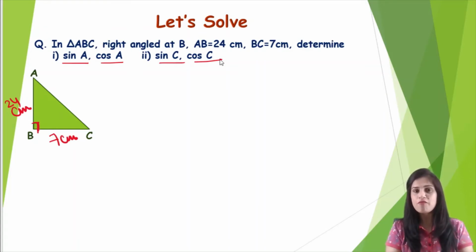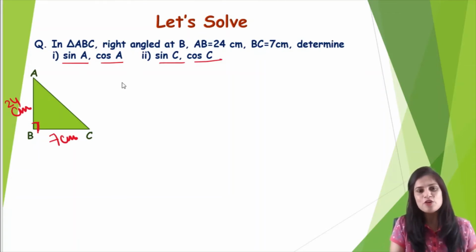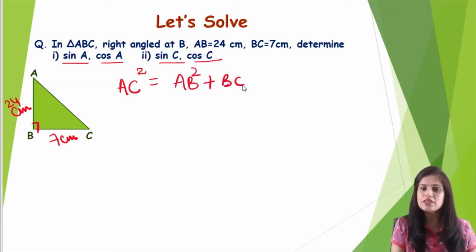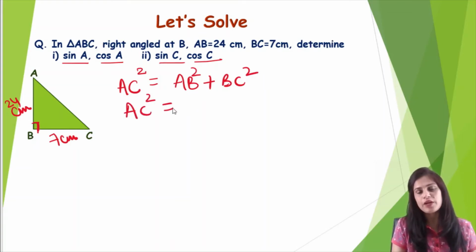We already have perpendicular and base with us, but how to find the hypotenuse? That is missing here. You know that is very simple to find by using Pythagoras theorem. So first of all, we can find the value of AC. That is, AC square is equal to the sum of the squares of the other two sides, means AB square plus BC square.